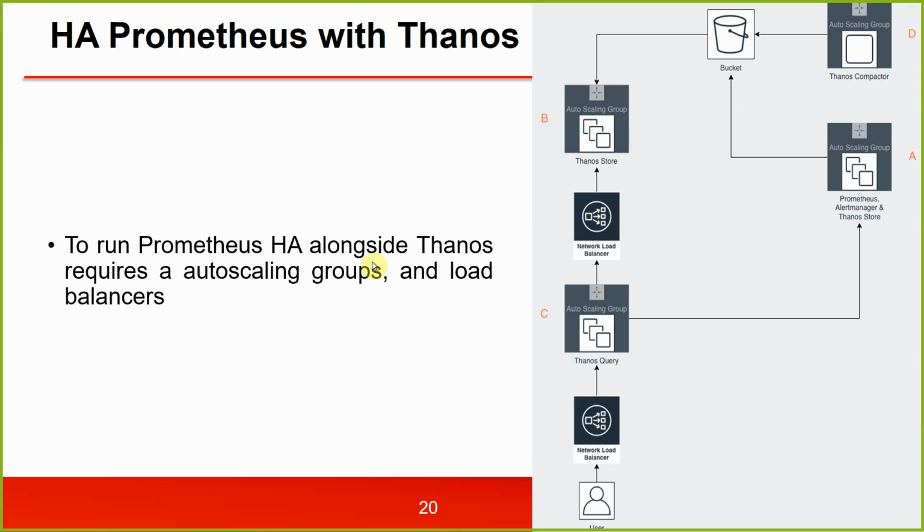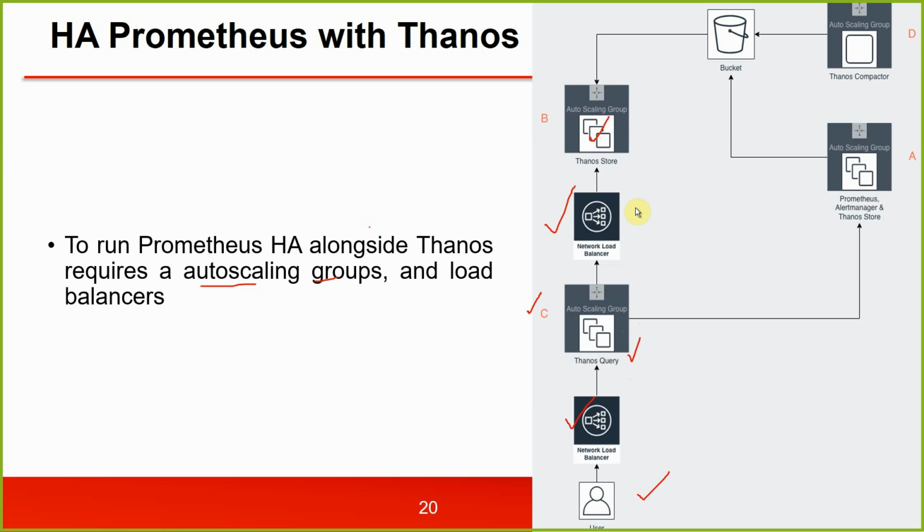To run Prometheus highly available alongside Thanos requires an auto scaling group, where we specify it to be automatically scaled. So the user sits here and accesses through the network load balancer. You query the auto scaling group, sending the Thanos query to it. Again, the Thanos store is behind the network load balancer.